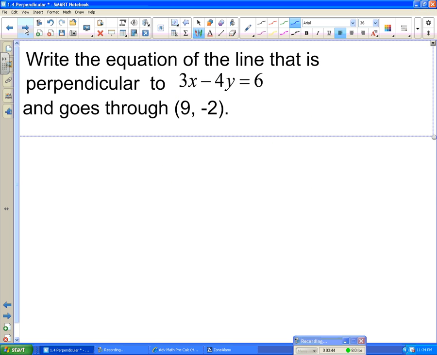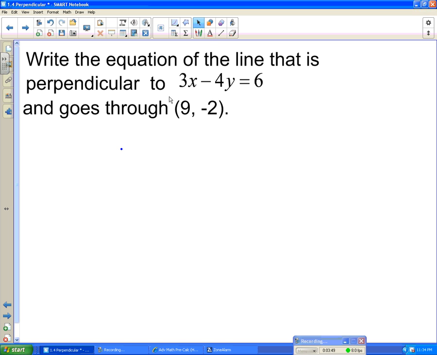Let's look at one that's not quite so straightforward. Here I've got to write the equation of a line that is perpendicular to 3x minus 4 equals 6.